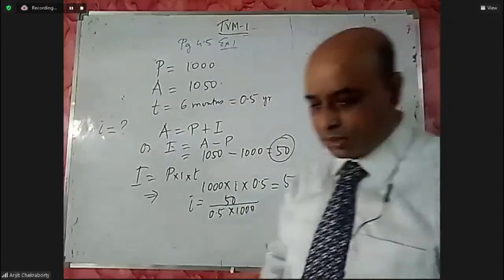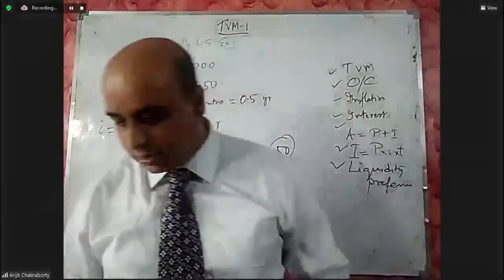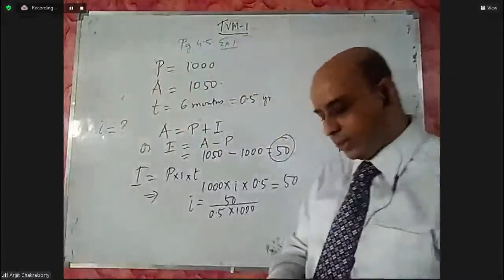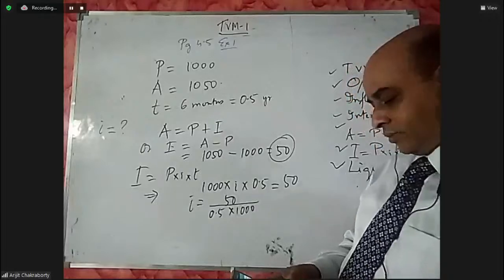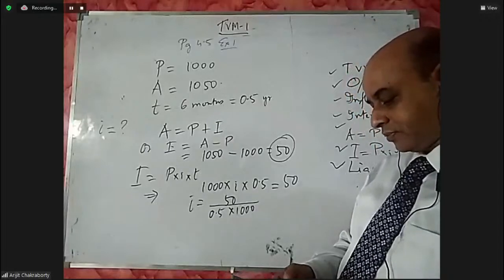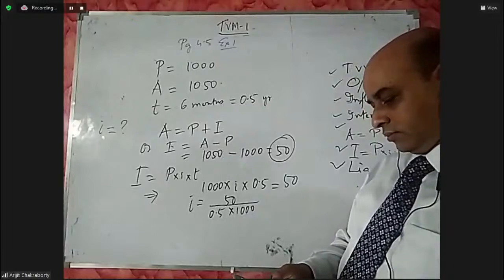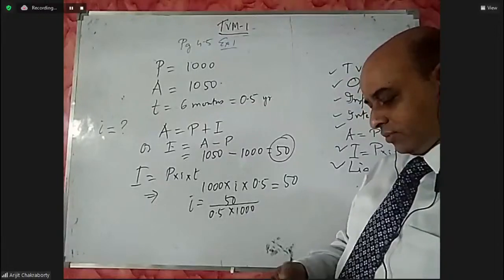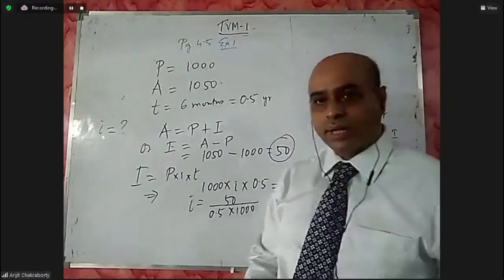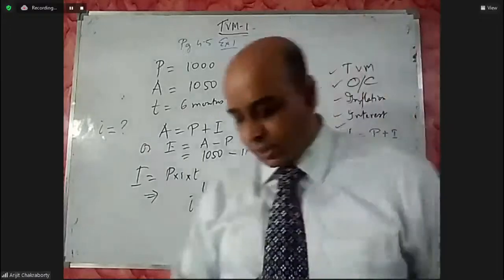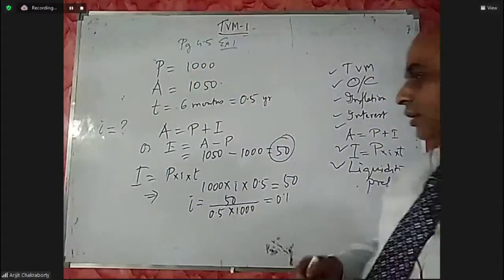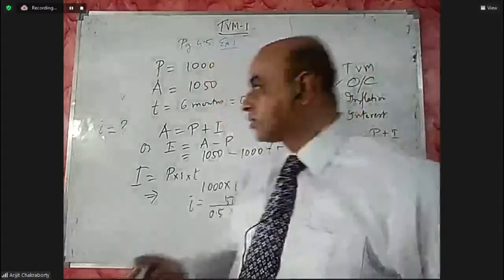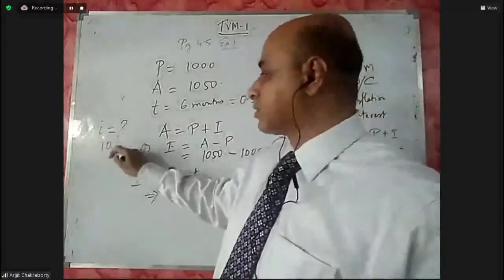Okay, let me check whether we are getting any answer. So 50 divided by 1000 divided by 0.5. So it comes to 10%. Just check, it comes to 0.1, which is nothing but 10%. I is coming to 0.1. 0.1 means 10%, right? So the answer is 10%.